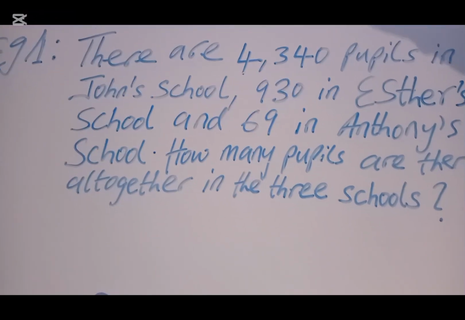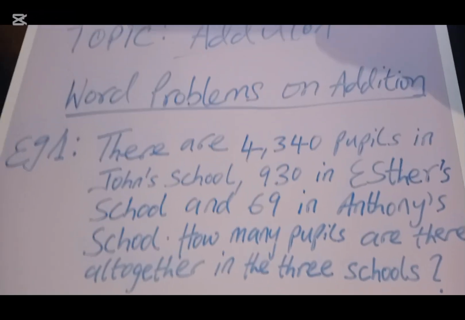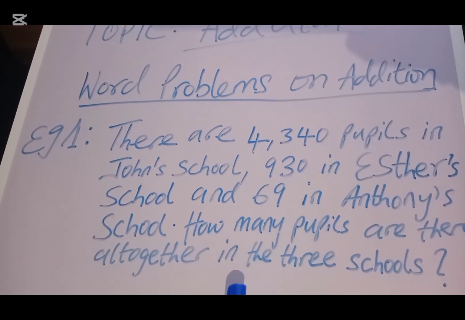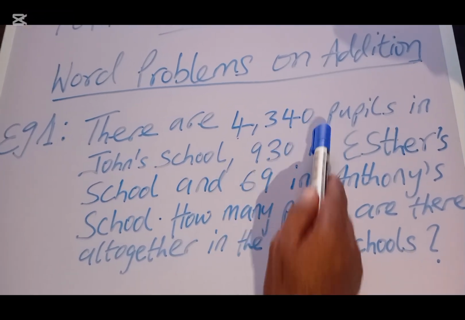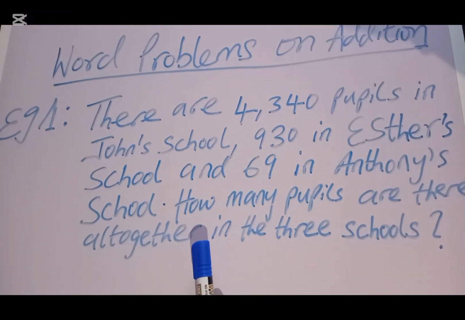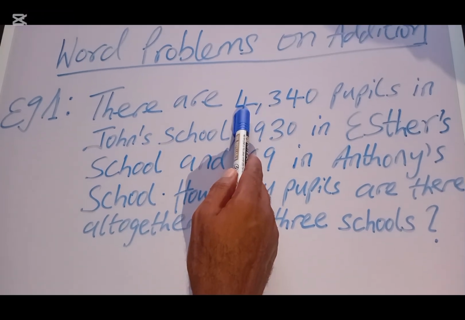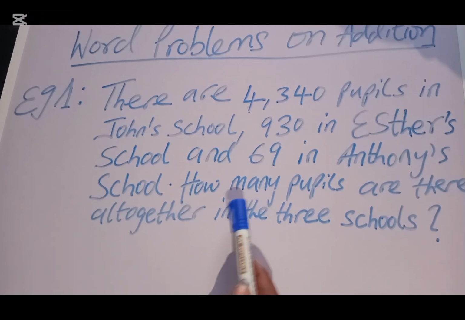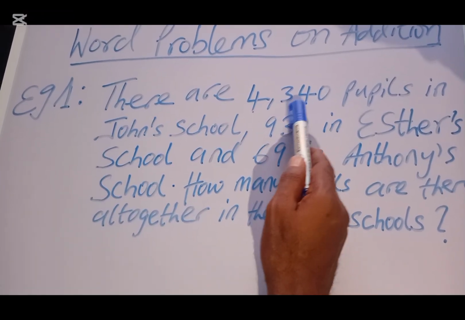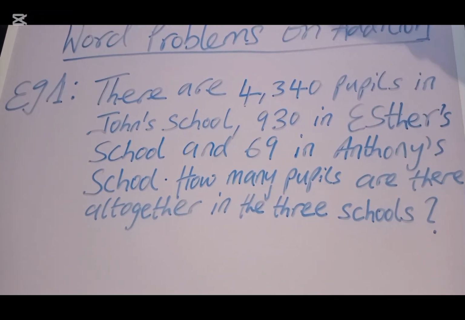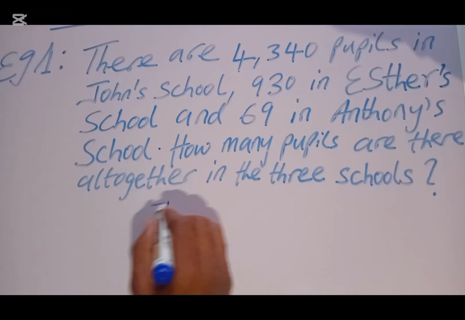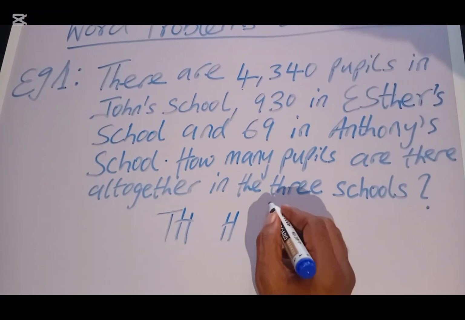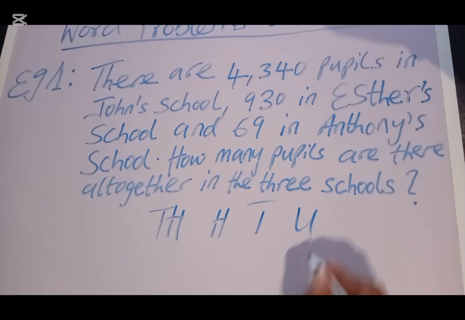For you to solve this, you have to look at the numbers given to you. Here we have 69, we have 930, we have 4,340. When you consider these three numbers, you agree with me that this is the highest. Then, when you look at the highest, you consider the value of each digit. This is unit, this is tens, this is 100, this is 1,000. Therefore, you have to write them down. You have 1,000, then you have 100, you have tens, then you have unit.